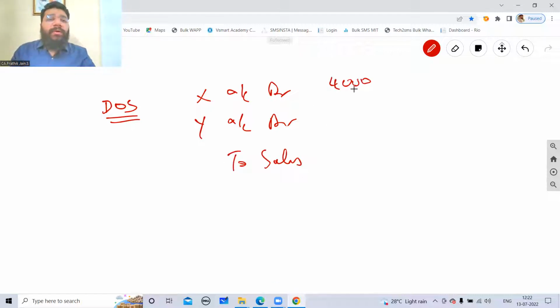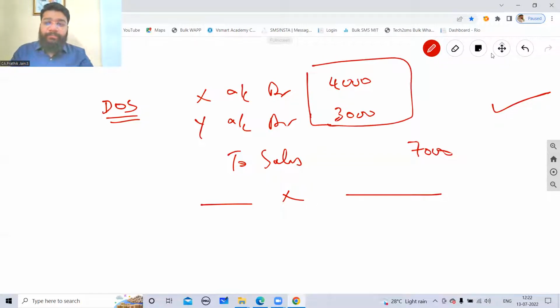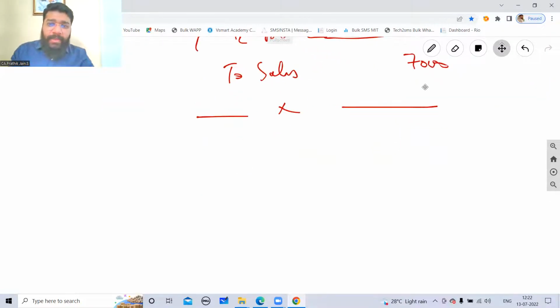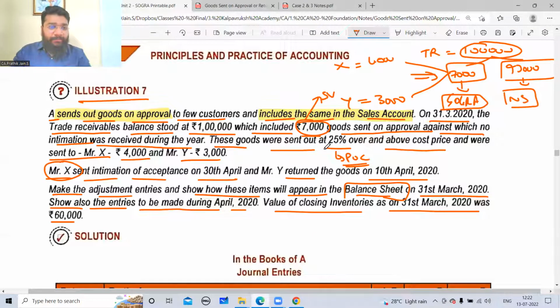We sold goods, or we sent goods, worth 4,000 to X and 3,000 to Y. So total sale is 7,000. This entry you do not record. This entry is already being captured. That's why they're telling us that the total receivable is 7,000. We have to focus on the next entry, which is as on 31st of March. Which financial year, guys?